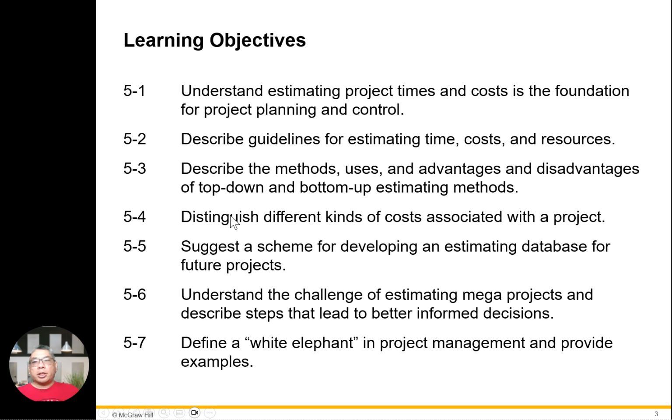Number 4, distinguish the different kinds of costs associated with a project. Number 5, suggest a scheme for developing an estimating database for future projects. Number 6, understand the challenge of estimating mega projects and describe steps that lead to better informed decisions. Number 7, define a white elephant in project management and provide an example.